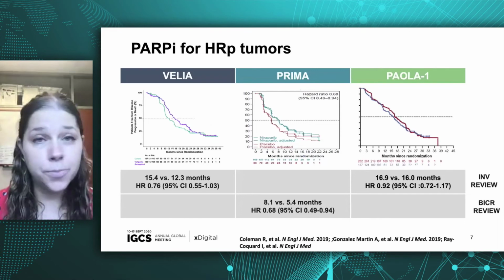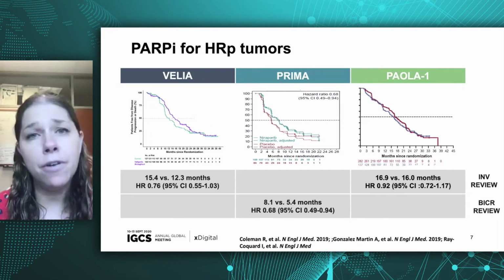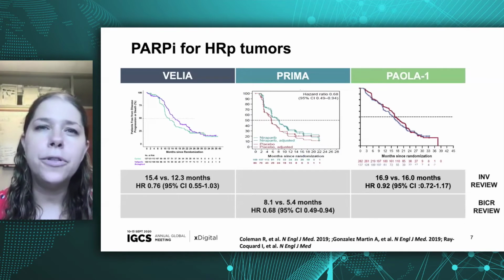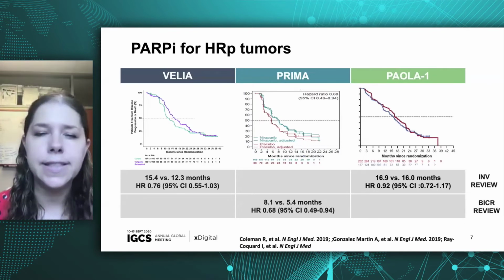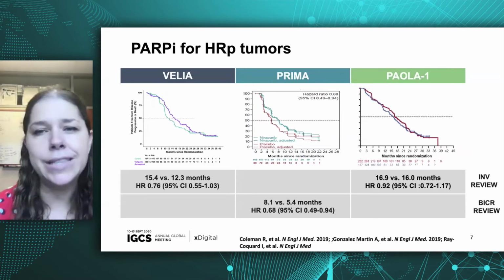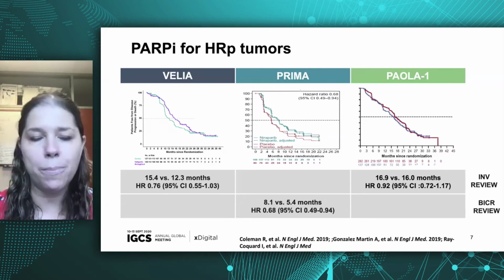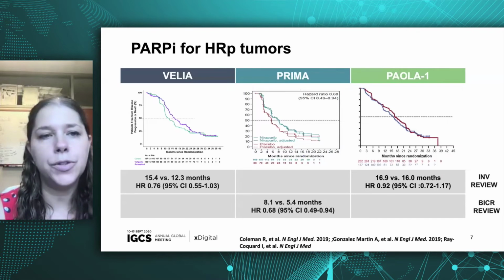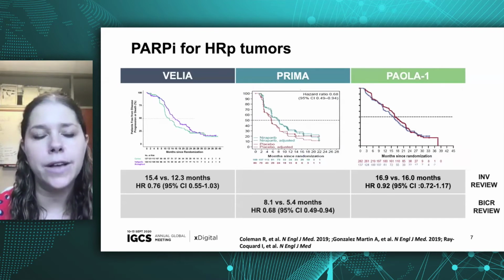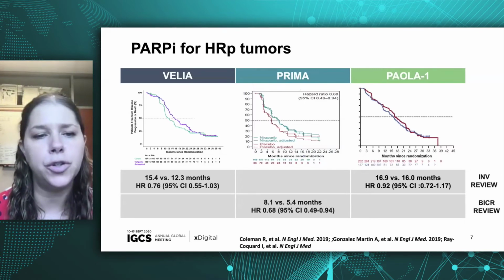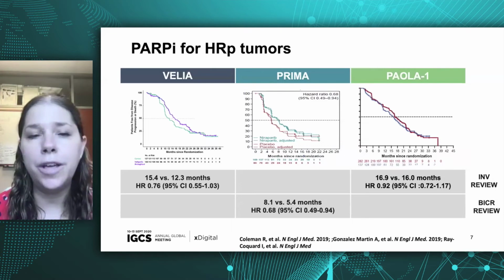It is not as profound as what we see with tumors that have homologous recombination deficiency, and it's certainly not as profound as what we see for those tumors or patients that have BRCA mutations, right? So we know that there could be some activity of PARP, but it's not going to be as profound. So you can see across these 3 trials, we have very consistent data, right? So in the Velia trial, those patients that had homologous recombination proficient tumors, there was about a 25% risk reduction.